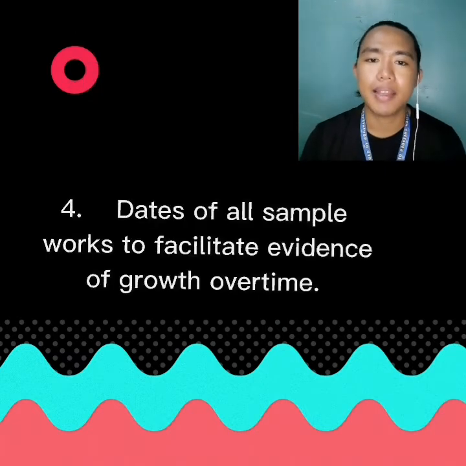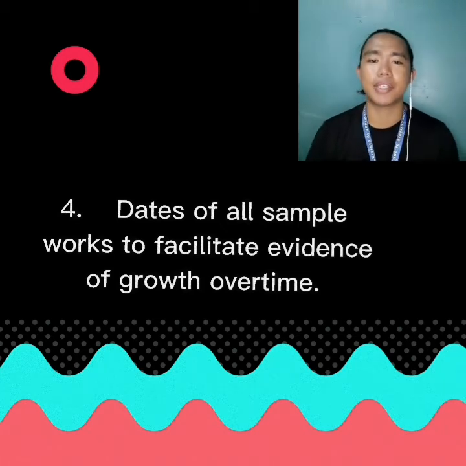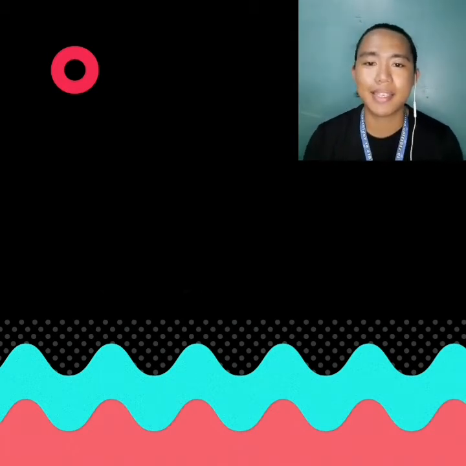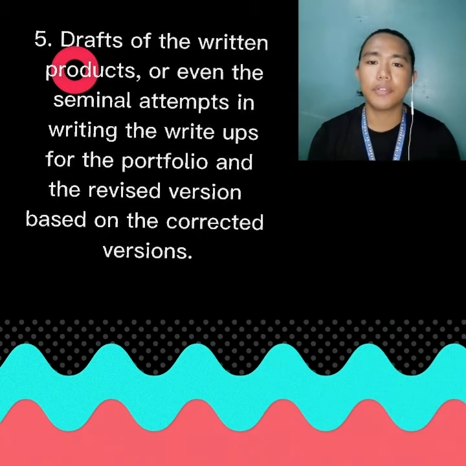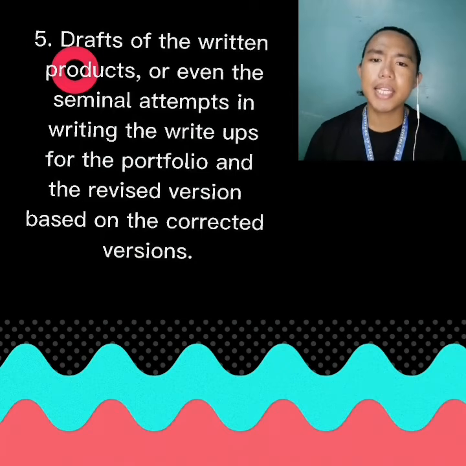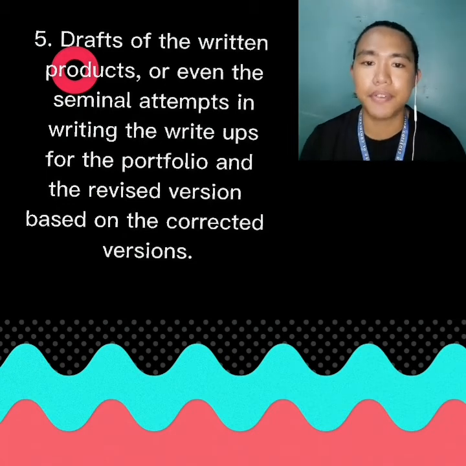The fourth one, dates of all sample works to facilitate evidence of growth over time. That's simply the dates of all entries to facilitate proof of growth over time. The fifth one, drafts of the written products, or even the initial attempts in writing the write-ups for the portfolio, and the revised versions based on the corrections. It means that first drafts and corrected revised versions of oral and written products are included.